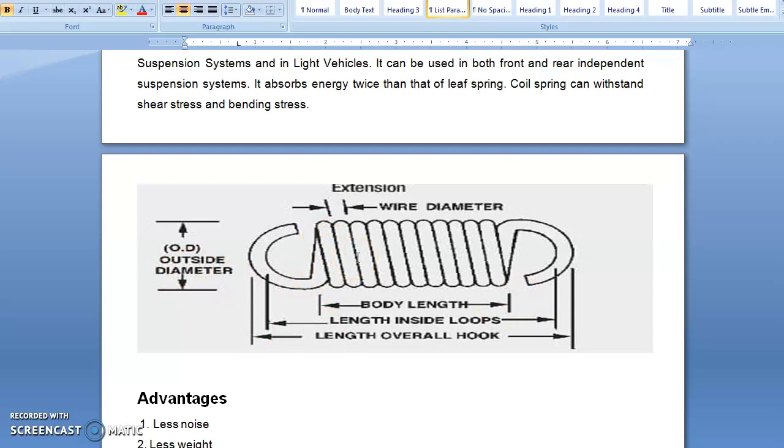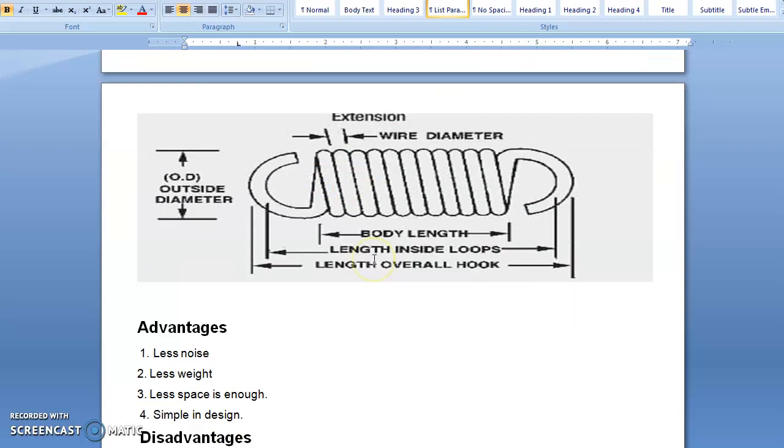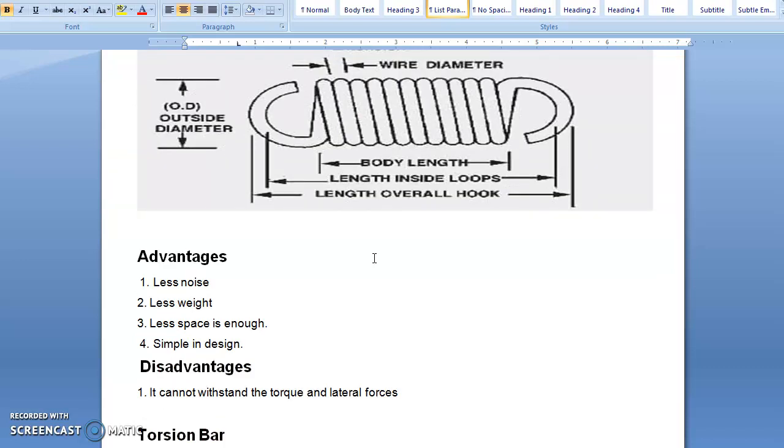So let's discuss the advantages of the coil spring. The advantages are: less noise is produced, the weight of the spring is very low compared with the leaf spring, and less space is enough and the design is simple. So these are the advantages of the coil spring. Now the disadvantage is that it cannot withstand torque and lateral forces. So this is the disadvantage.